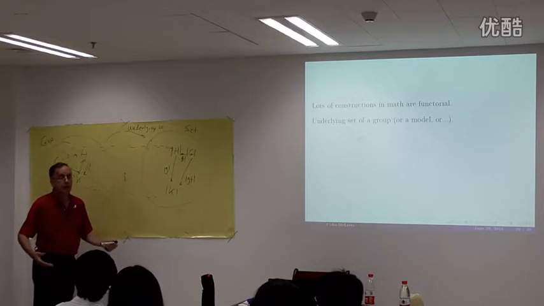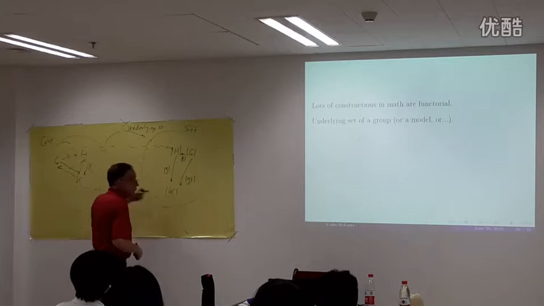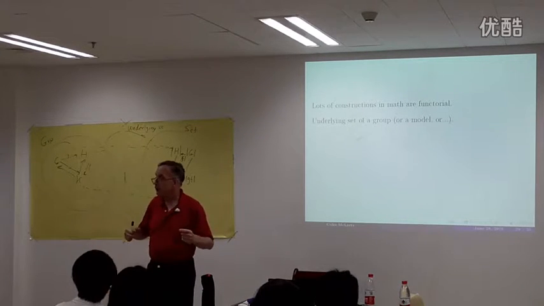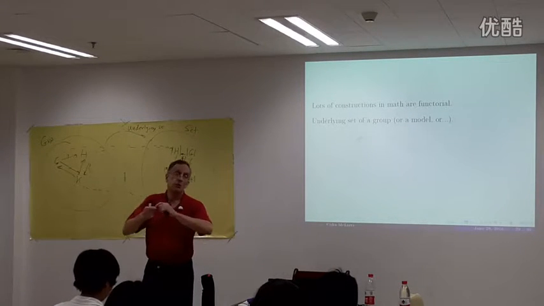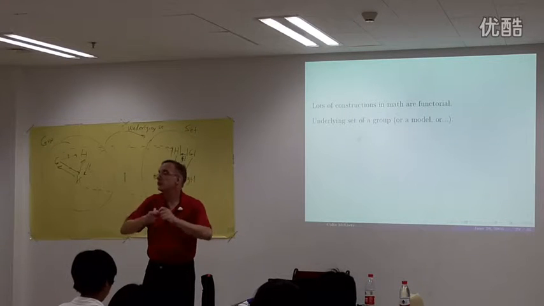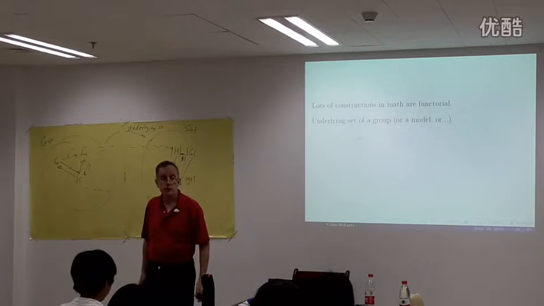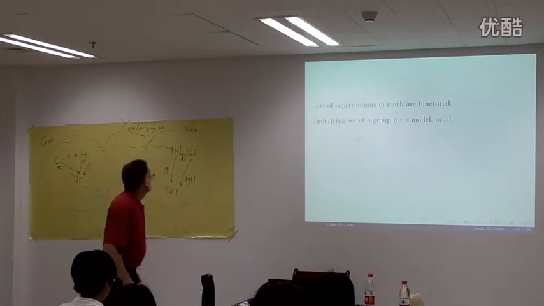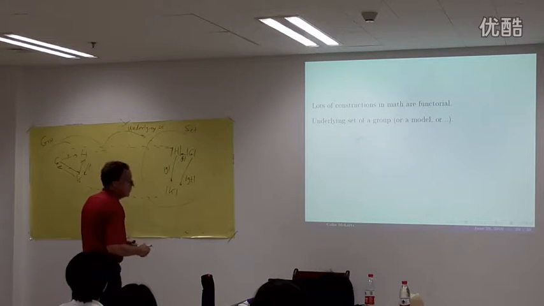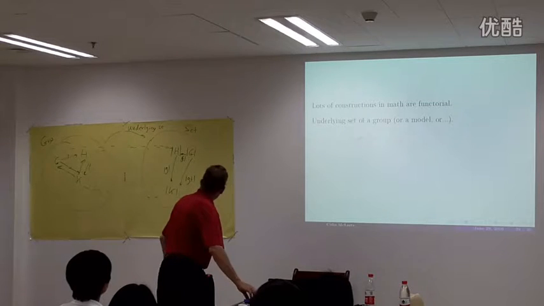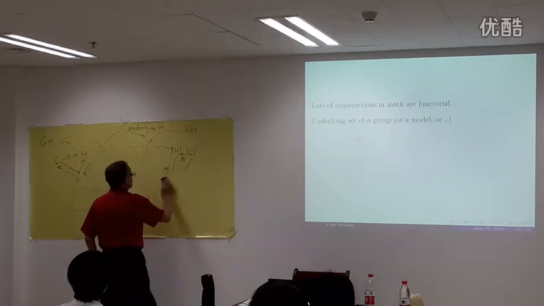Groups have underlying sets, and group homomorphisms induce functions on those underlying sets. The identity homomorphism induces the identity function. The composite of two morphisms induces the composite of the induced functions. I didn't put this on the slide. There's another functor, the other direction.